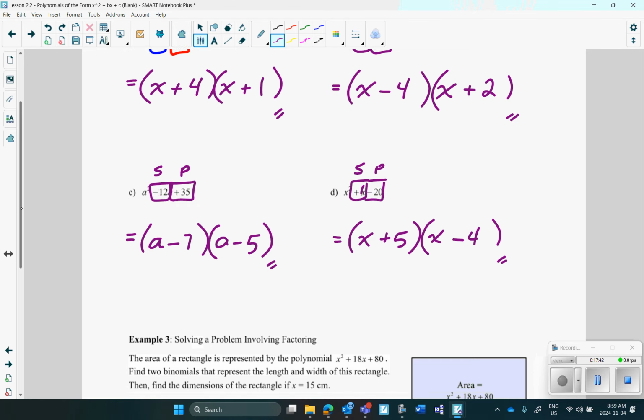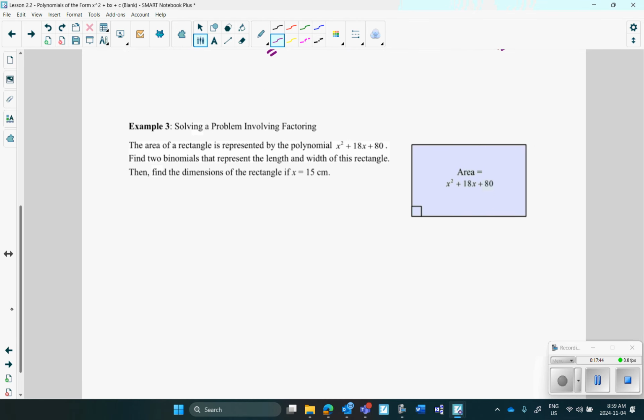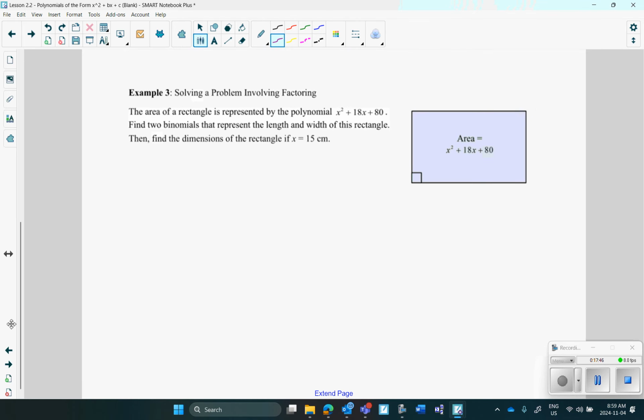And finally, just a little word problem here. We're told that the area of a rectangle, we're not given it as a number, we're given it as an expression, x squared plus 18x plus 80. And we're asked to find the length and the width. Well, how do we find the area of any rectangle? Base times height, or length times width?